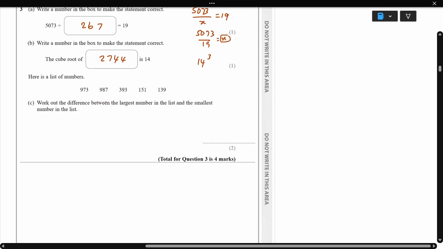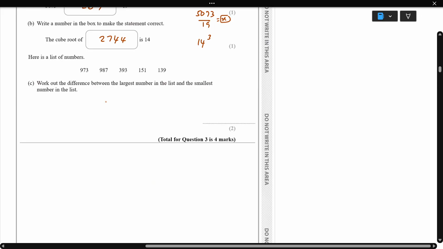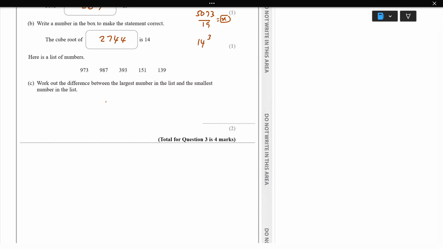Next question, here is a list of numbers: 973, 987, 393, 151, 139. Work out the difference between the largest number in this list and the smallest number in this list. First, we need to arrange in order. I'll go from small to big: 139, 151, 393, 973, 987. So the least number is 139 and the largest number is 987.